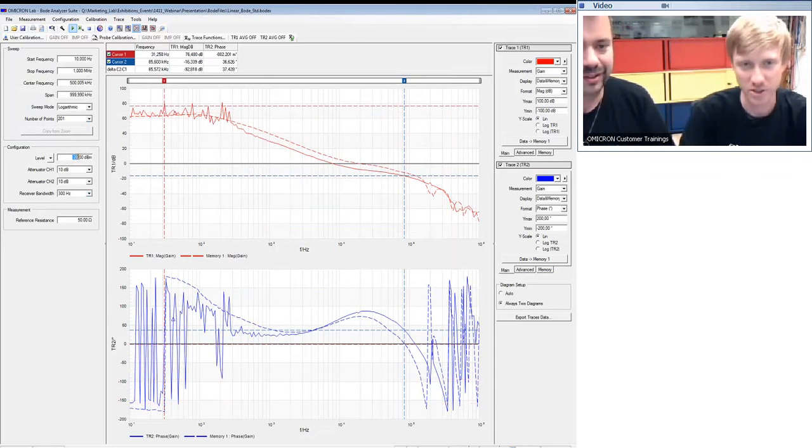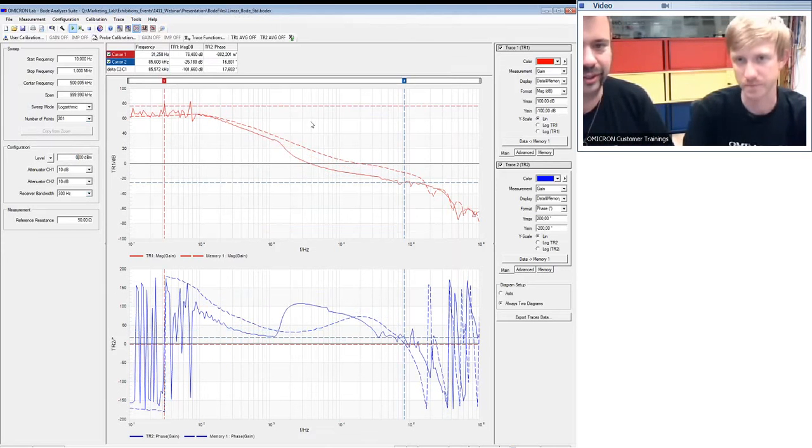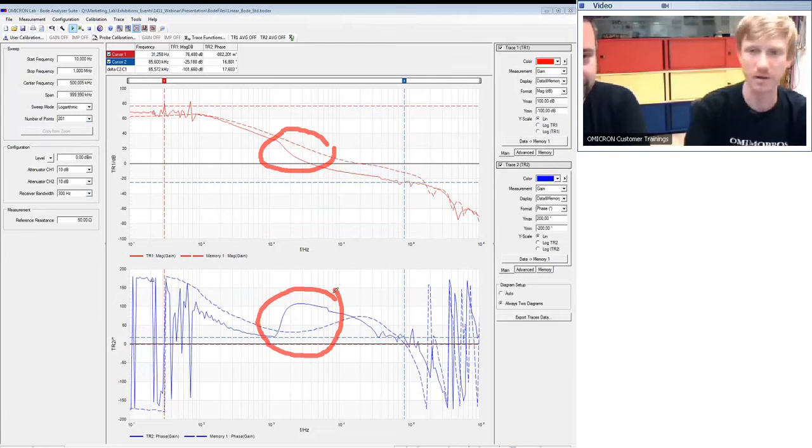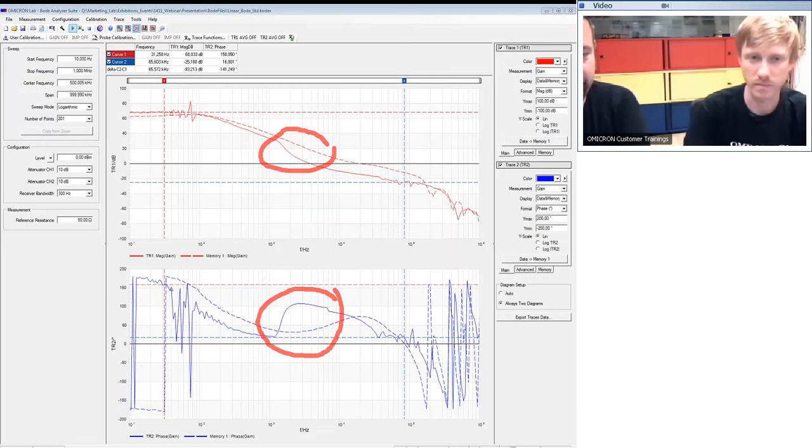I will now change the level to 0 dB such that you can see it again. Okay. This was still from the shaped level. So this is if the signal level is too high, you have effects like these steps and so on.